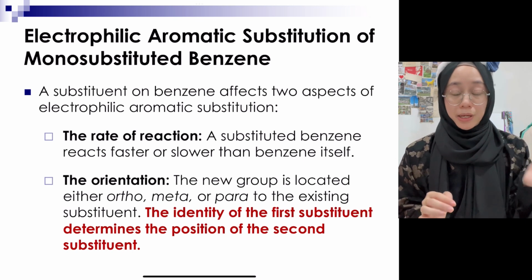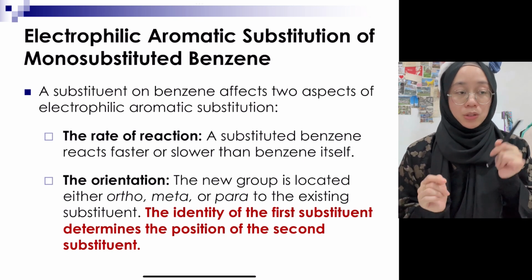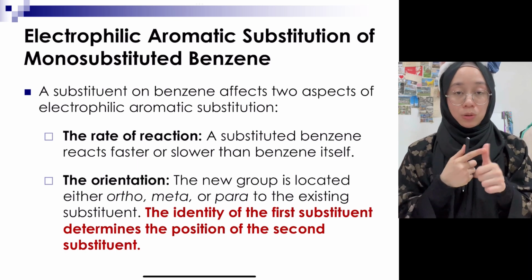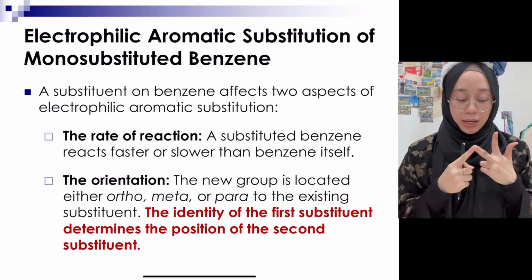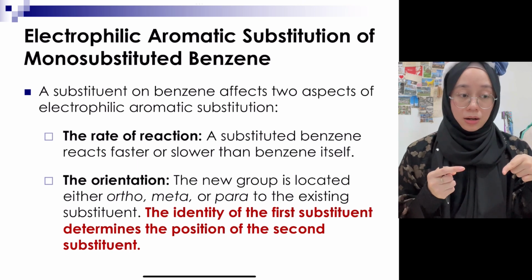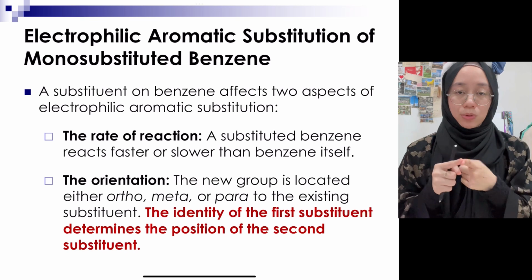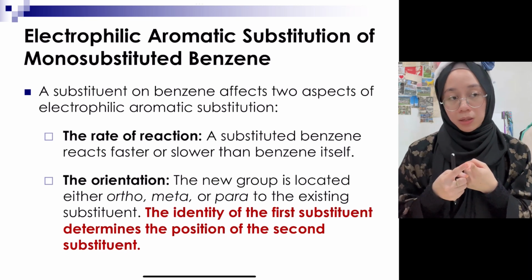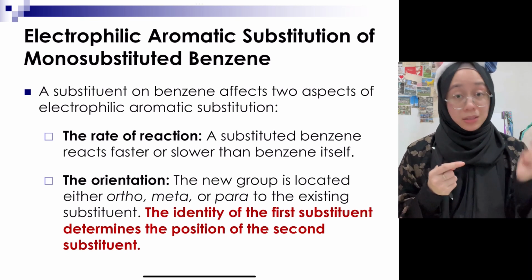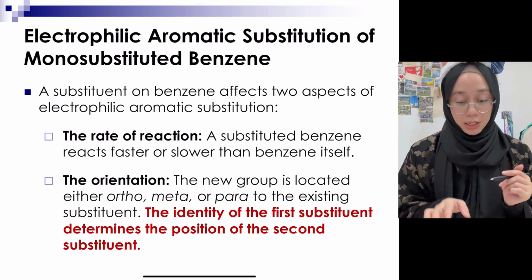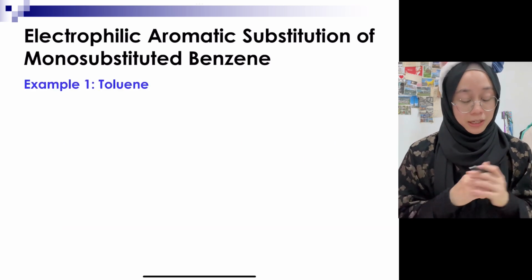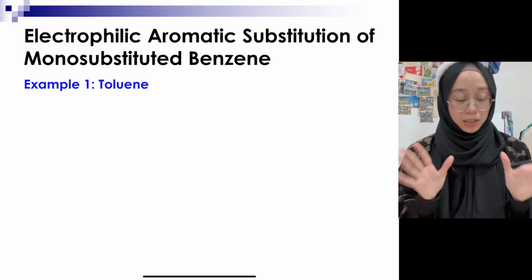So the new group yang kita nak masukkan tu nanti, so dia akan located sama ada dekat ortho, meta ataupun para. Okay, to the existing substituent. Okay, so the identity of the first substituent is very important in order to determine the location of the second substituent nanti akan masuk kat mana. Okay, so first kita terus tengok kepada example lah. I just give you an example here.